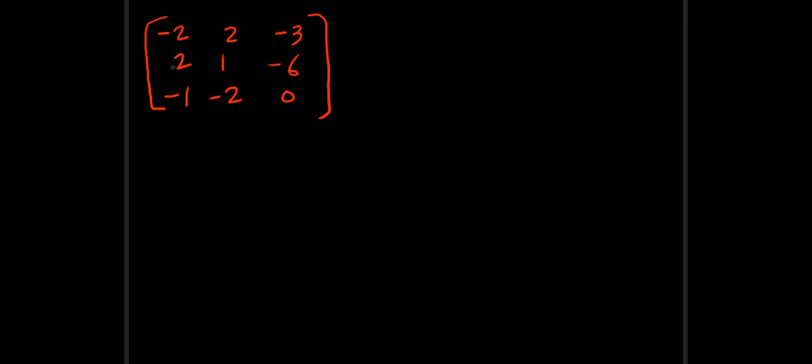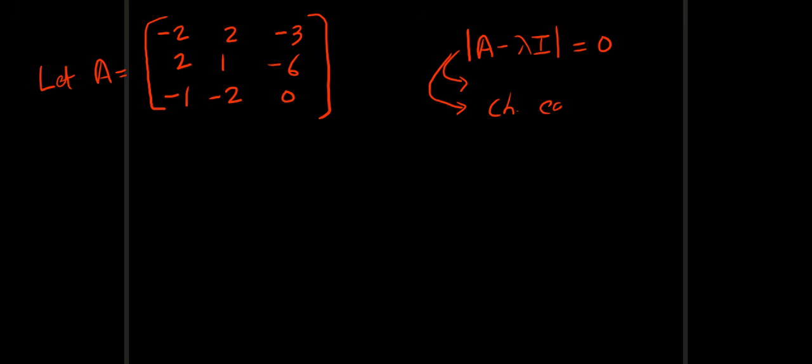It's from a past paper. Okay, so please write the question. Find the eigenvalues and eigenvectors for the matrix. The first thing to do, as always, let the given matrix be A. Okay, next thing to do, you can find determinant of A minus lambda I equal to 0. Expand the determinant, simplify, and you'll get the characteristic equation.